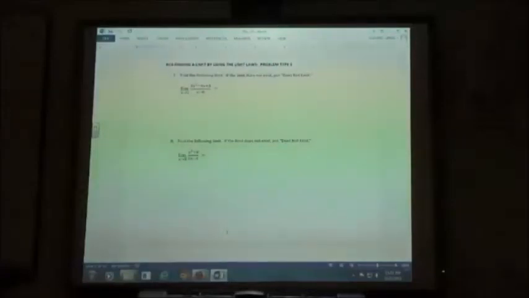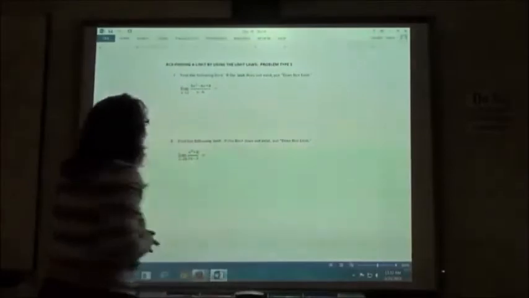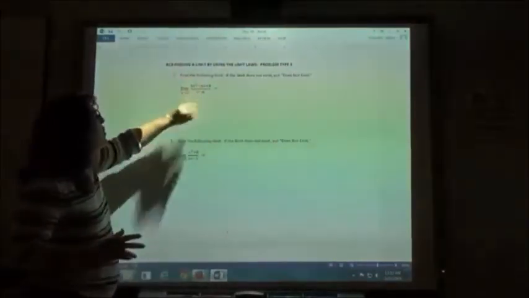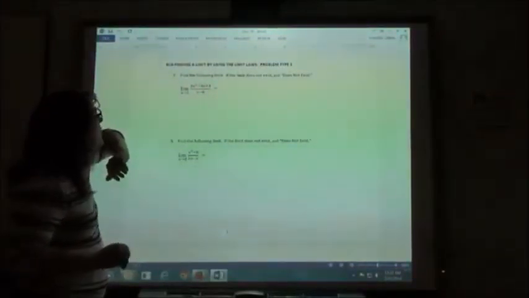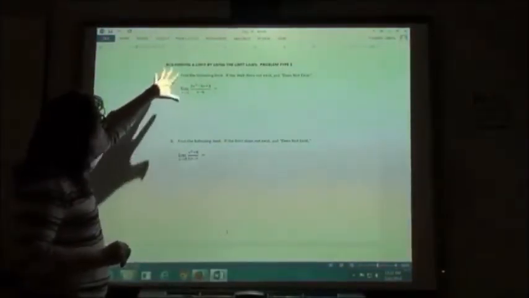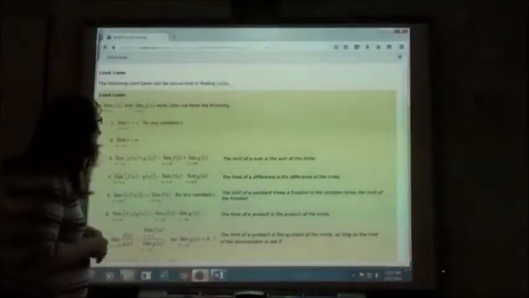Problems 7, 8, and 9, and probably a lot of the rest, are finding limits when I have a function on here. So I'm going to find the limit as x approaches 1. If the limit does not exist, I'm going to put does not exist. So we want to use the limit laws. So I'm going to go over here and bring up my limit laws.